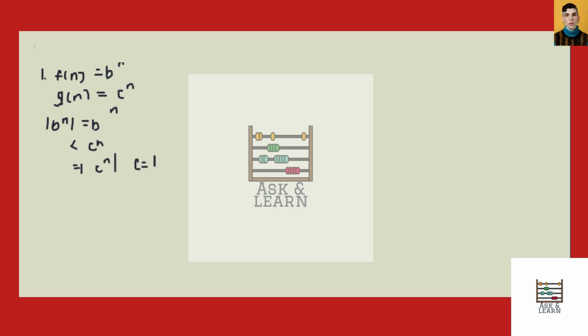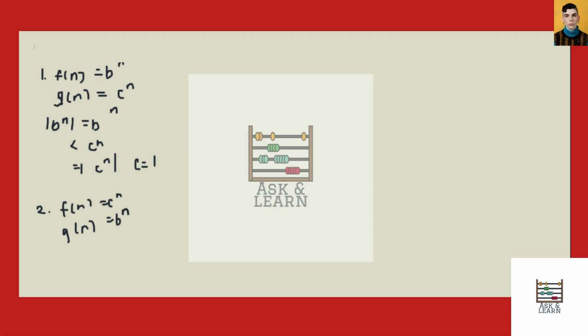And by the definition of the big O notation, b to the n is O of c to the n with constants k equals 1 and C equals 1 as well. For the second part, we have f of n is equal to c to the n, and g of n is equal to b to the n.